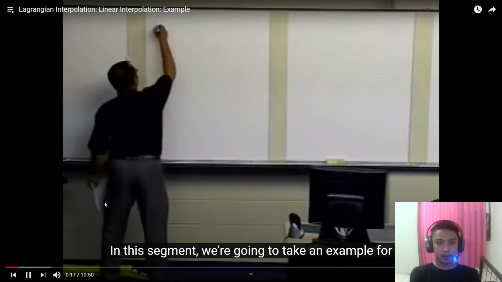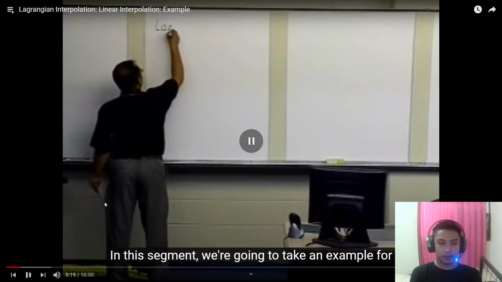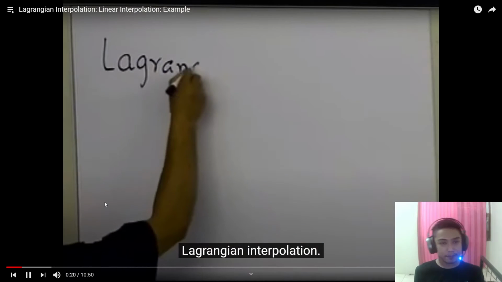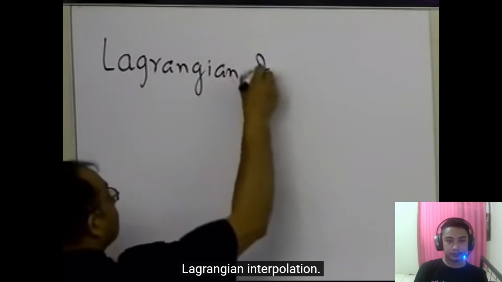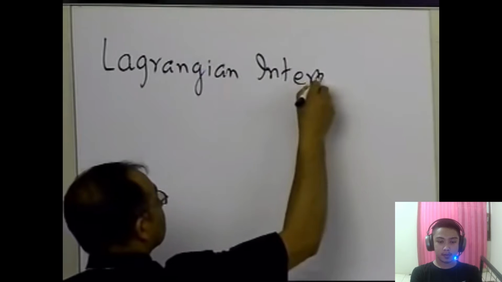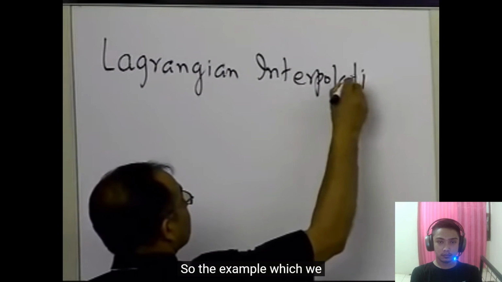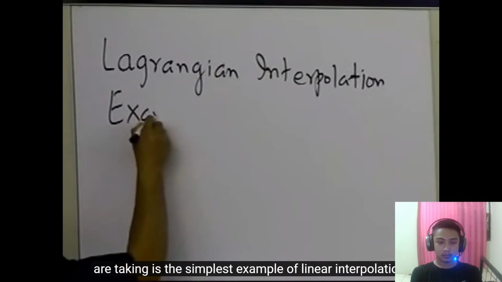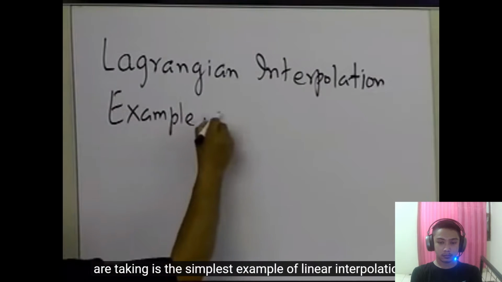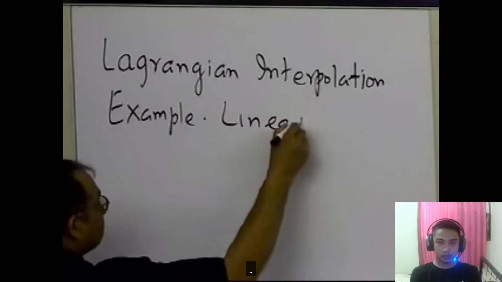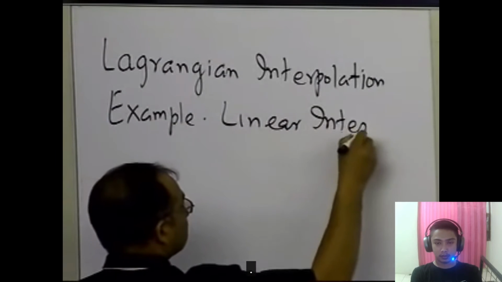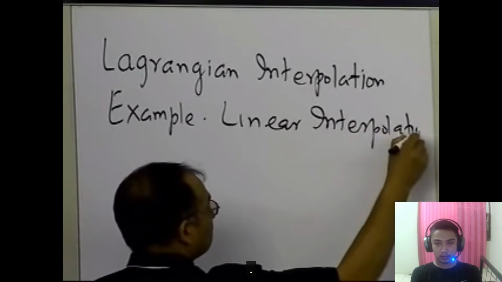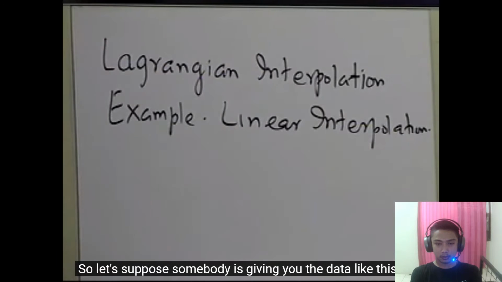In this segment, we're going to take an example of Lagrangian interpolation. So the example which we are taking is the simplest example of linear interpolation. So let's suppose somebody is giving you the data like this one.